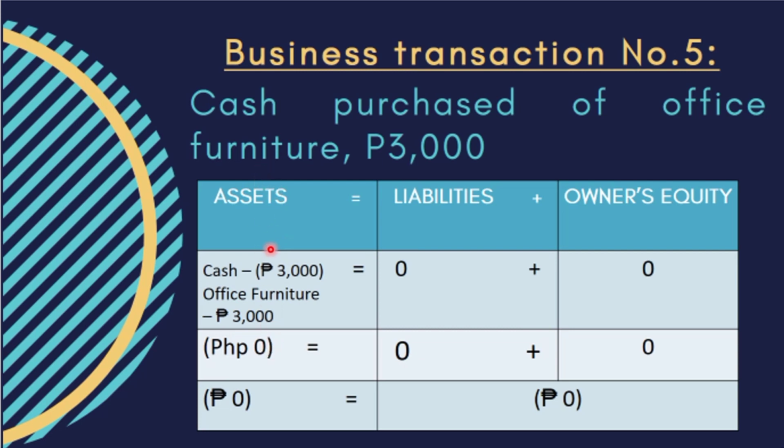So cash, negative 3,000. Why is it negative? Because we purchased office furniture. We had a payment of 3,000, so the negative sign indicates a payment. Then office furniture, 3,000. The value of liabilities is 0, and the owner's equity is 0. So 3,000 minus 3,000 is 0, equals 0 plus 0. So our accounting equation at the end is 0 equals 0. Therefore, the business transaction is balanced.